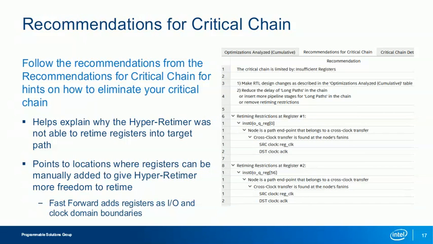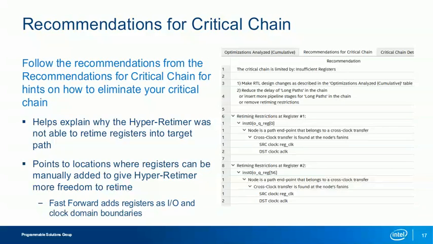When trying to work around the performance limitation of your critical chain, you should always first check out the information provided in the Recommendations for Critical Chain report or tab. Here, the Hyper Retimer tries to point you to those locations in your critical chain where retiming cannot be performed and provides the reason why retiming cannot be performed there. It then provides suggestions on what you can do at those points to eliminate the critical chain. So if anything, these recommendations can help you understand why the critical chain occurred.